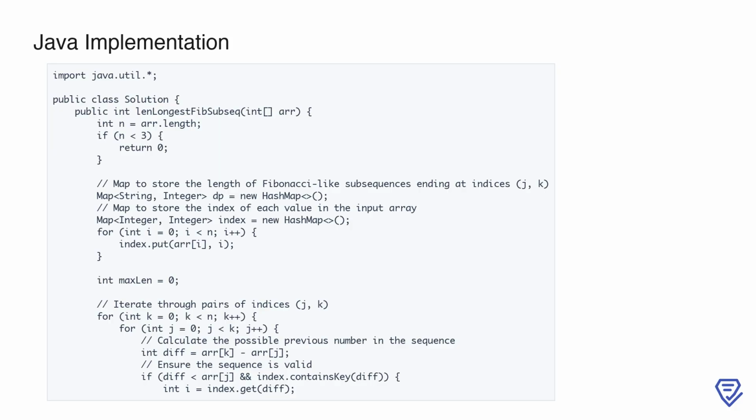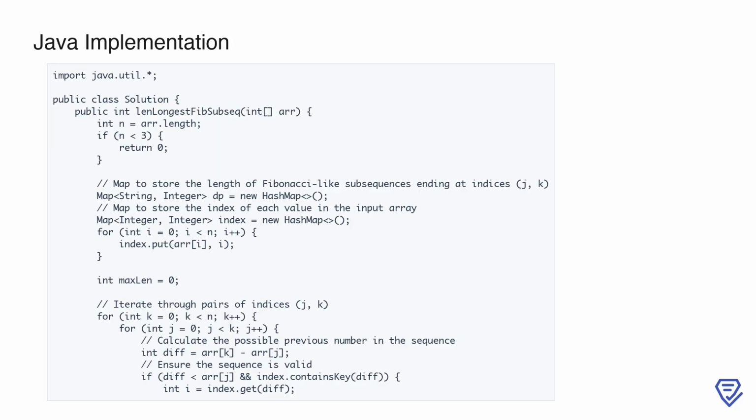After populating the index map, we initialize a variable maxLen to track the maximum length of any Fibonacci-like subsequence we find. Now, we use 2 nested loops to iterate through all pairs of indices j and k, where j is less than k. For each pair, we calculate the difference between the 2 numbers, which represents the potential previous number in the sequence.